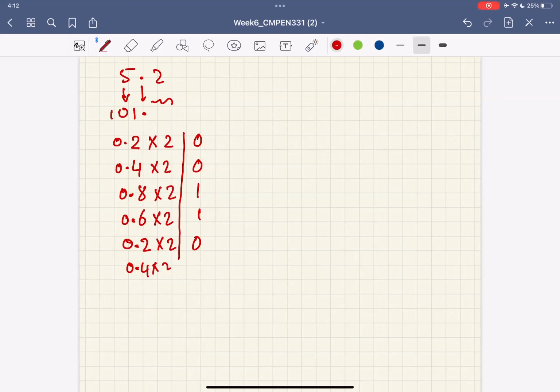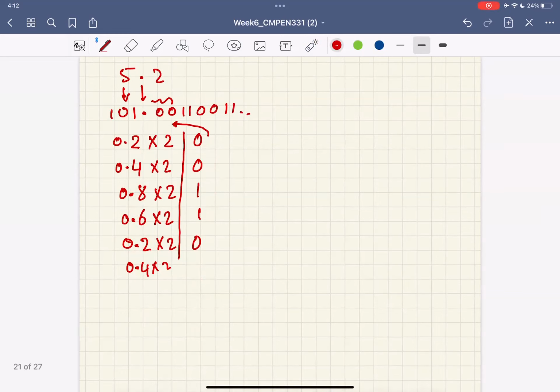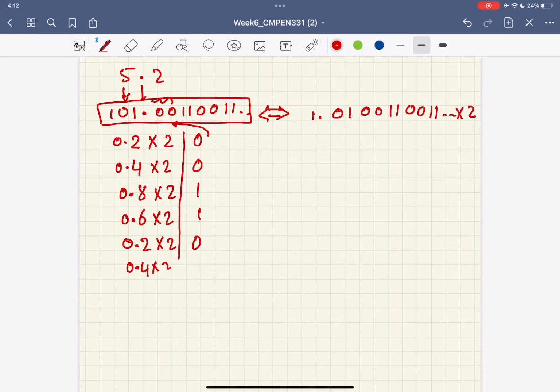Okay, so if this is the case, then I just need to write that in terms of the decimal. So it will be 0, 0, 1, 1, 0, 0, 1, 1, and so on and so forth. So I have my number here right now. With the same concept exactly, I would like to write that number in a representation of 1 point something multiplied by 2 to the power of something. I have the number, but it has to be written in this scientific format. So this is equivalent to 1.0100110011 and so on, multiplied by 2 to the power of 2.